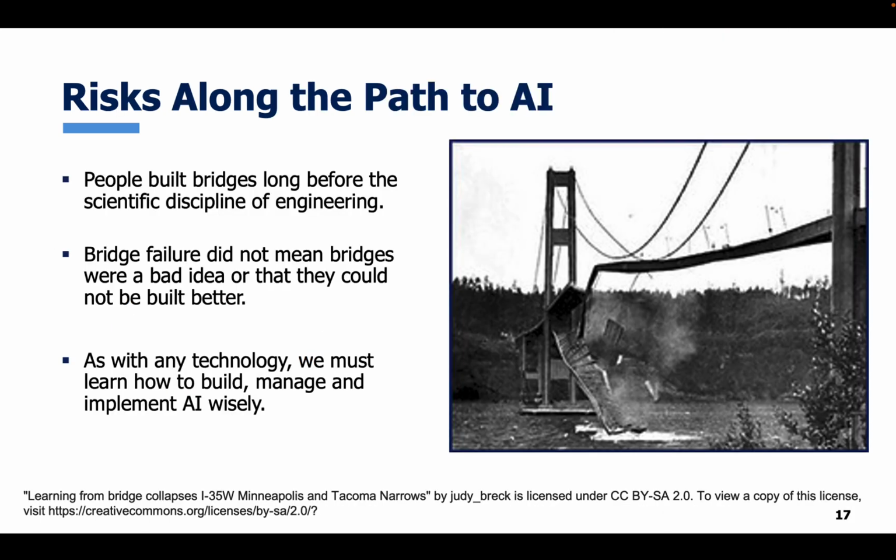Now, I show you this picture. I'm from Tacoma, Washington, where the Narrows Bridge is, a famous example of a bridge that completely collapsed before I was born, but it's in my hometown. My point here is that people were building bridges long before there was a scientific discipline of engineering. And just because a bridge failed didn't mean that engineering was a bad idea or that a bridge was a bad idea. It just meant that it could be built better. And as with technology, there are no established, universally accepted standards for artificial intelligence.